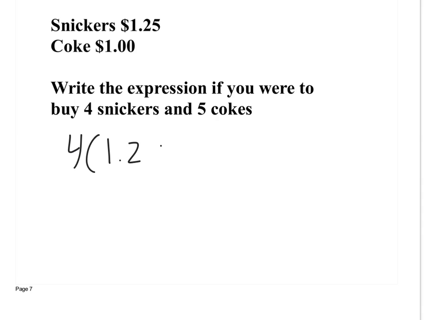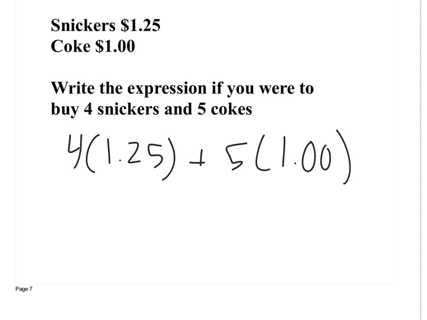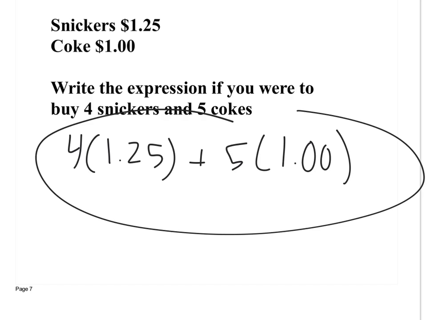$1.25. What would I do to that, 4 times 1.25? I would add. Okay? I'm going to add how much the Cokes cost. There are 5 Cokes. Add $1 a piece. Does this say evaluate? Do I need to work this out? No. If I wanted to, I could. 4 times $1.25 is $5. 5 times 1 is 5. So it would cost me how much? $10. Hey, but this just asks for a numerical expression. So here's my answer right there. Easy enough. Any questions?